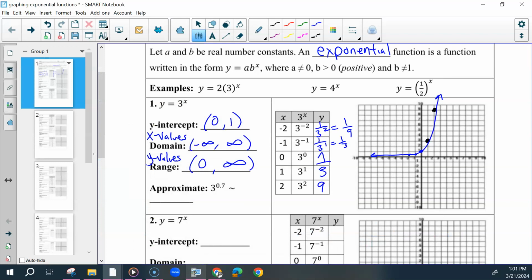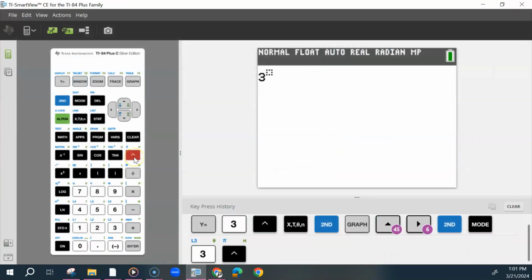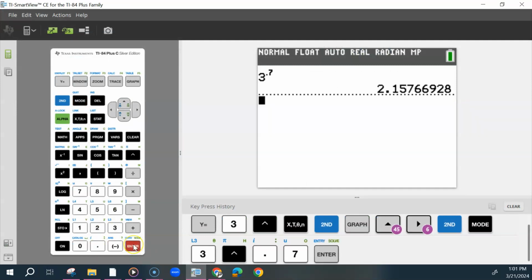Right? Then if I wanted to approximate 3 to the 0.7, I could look at the graph. 0.7 would be somewhere like in here. So I could say maybe that's 2. But I want to find the actual number, so I'm going to put it into my calculator and do 3 to the power of 0.7 to see what it actually is. And I was close. It's 2.